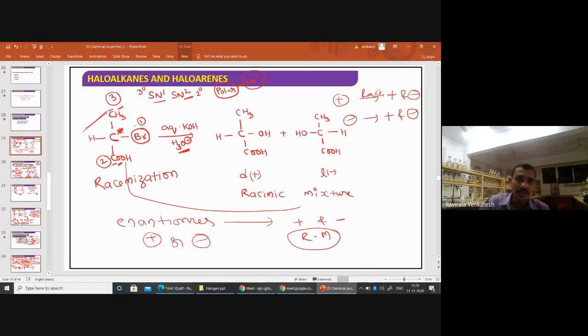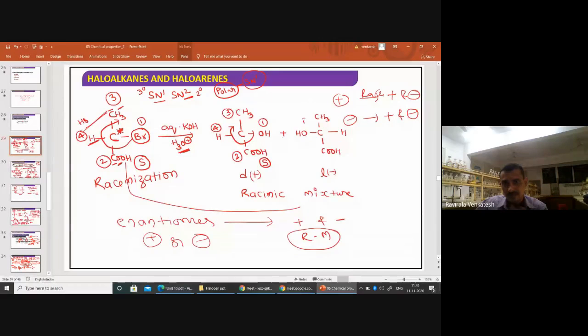So here, which direction? 1 to 2, 2 to 3 is clockwise. But the horizontal rule is there. Clockwise should be taken as R, but I am taking this as S configuration because of the horizontal rule. After we got the products here, again this will be the first priority, this one the second, and this one the third. So here also we get clockwise direction, R, but again the fourth priority is on horizontal. Therefore R is converting into S configuration.